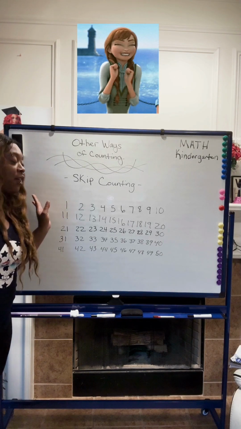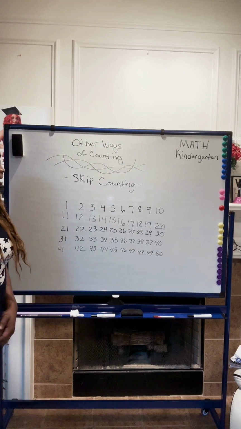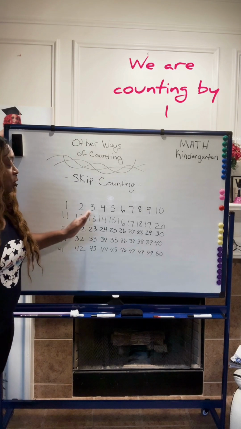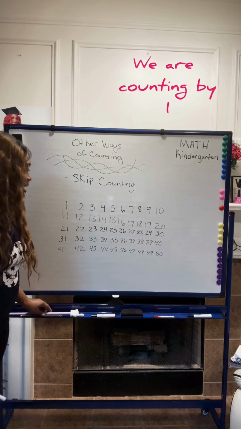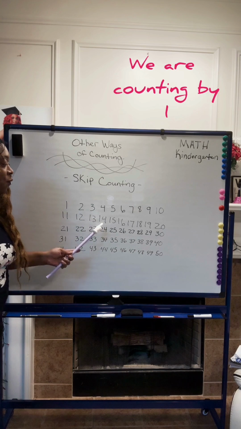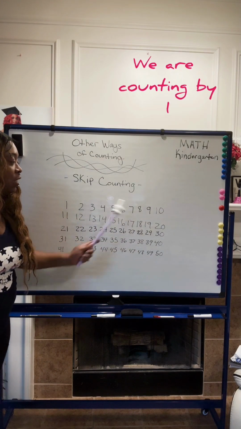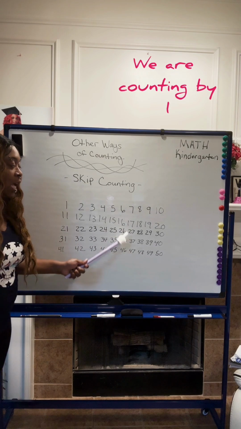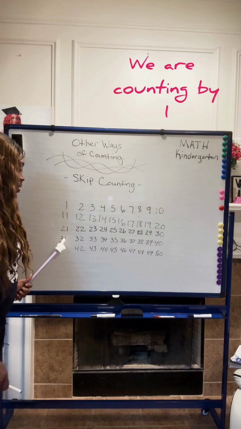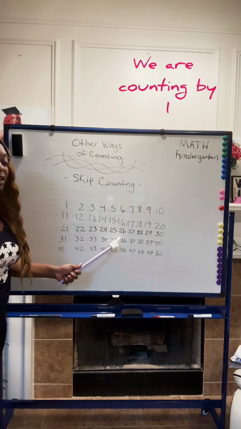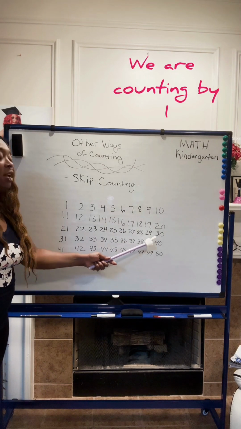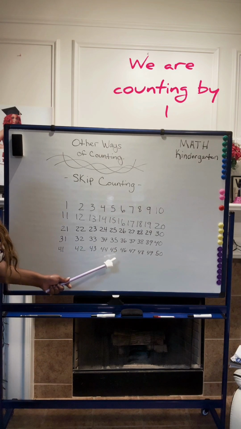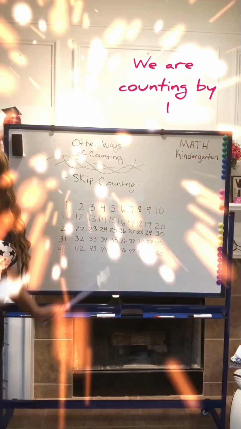I have the numbers here, 1 to 50, and if you remember in our counting, these are the numbers: 1, 2, 3, 4, 5, 6, 7, 8, 9, and 10. 11, 12, 13, 14, 15, 16, 17, 18, 19, and 20. 21, 22, 23, 24, 25, 26, 27, 28, 29, and 30. 31, 32, 33, 34, 35, 36, 37, 38, 39, 40. 41, 42, 43, 44, 45, 46, 47, 48, 49, and 50.